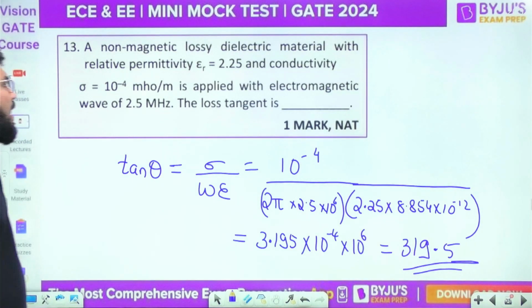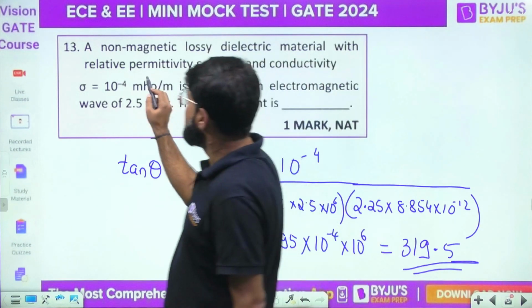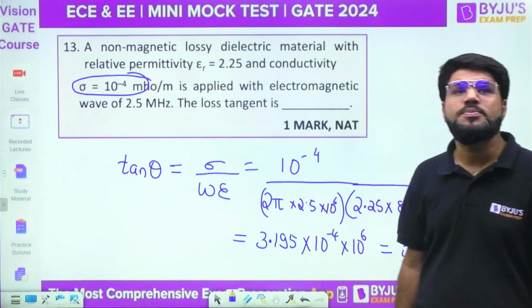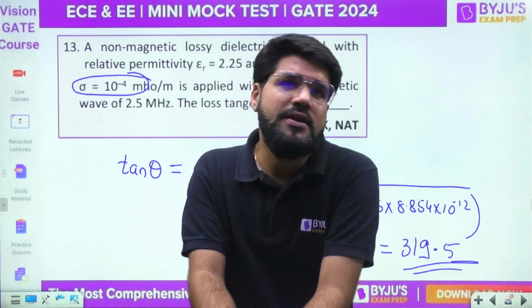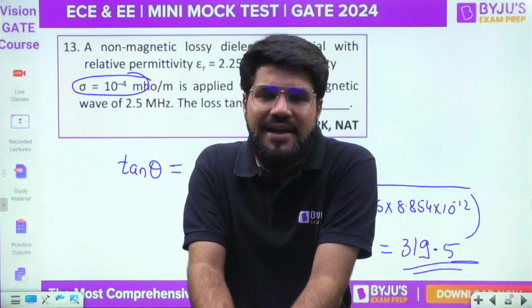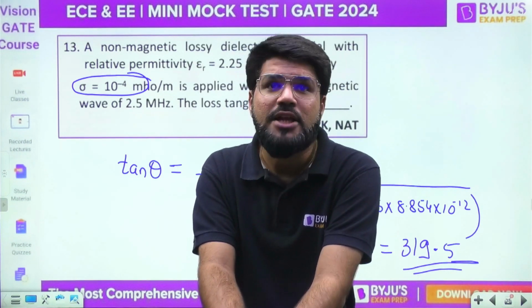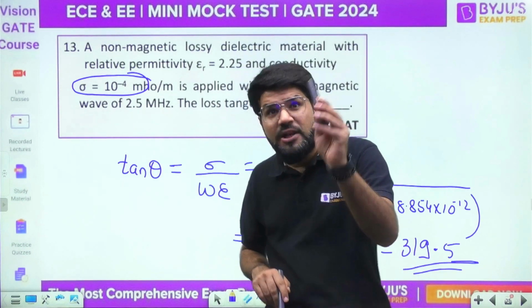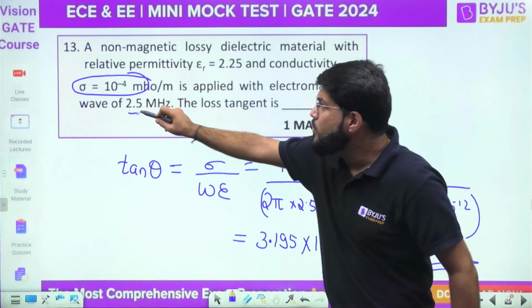High loss tangent. Now you might be feeling that this material has a very low conductivity, but still it has a high loss tangent. How is it possible? Because low conductivity, the opposite of a conductor, is mostly dielectric nature. Low conductivity should represent dielectrics. But as we discuss in electromagnetic field theory, the actual parameter to classify a material is not the conductivity, it's the loss tangent. Why is the loss tangent high? Because the frequency is actually very small.